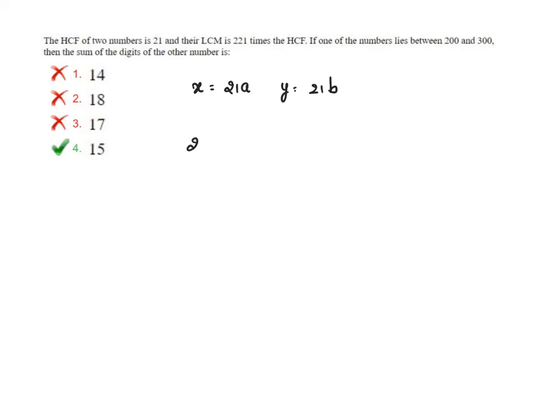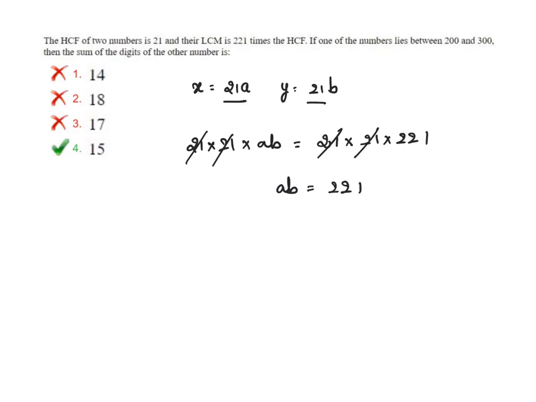Product of numbers, that is 21 into 21 into AB. Product of numbers, that is x into y is equal to LCM into HCF. HCF is 21, LCM is 21 times 221. Now 21 anyway cancels, so a into b is equal to 221. Now let me factorize 221.